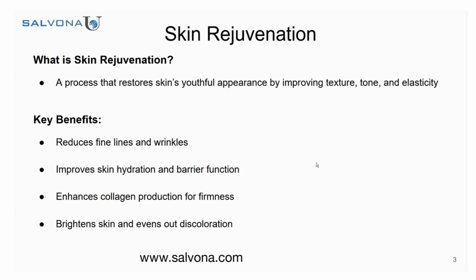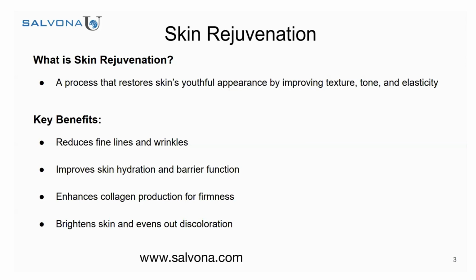So to start, talk about skin rejuvenation. What is it? Skin rejuvenation is a process that restores the skin's appearance by improving texture, the tone, and the wrinkles, the elasticity. Some benefits of skin rejuvenation: reducing fine lines and wrinkles, improving the barrier function of the lipid membrane of the skin, enhancing collagen production for firmness, and brightening and evening the skin tone. In terms of skin rejuvenation, everyone knows kind of what they want to see from younger and better looking skin. This is just the means by which we achieve that.